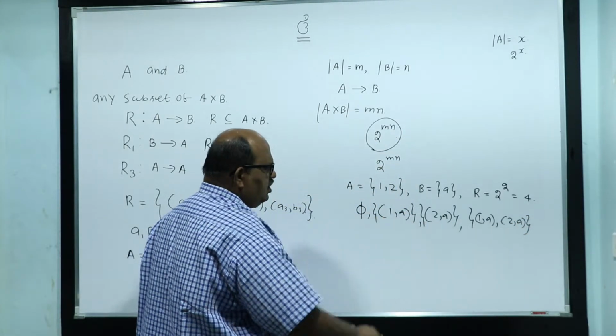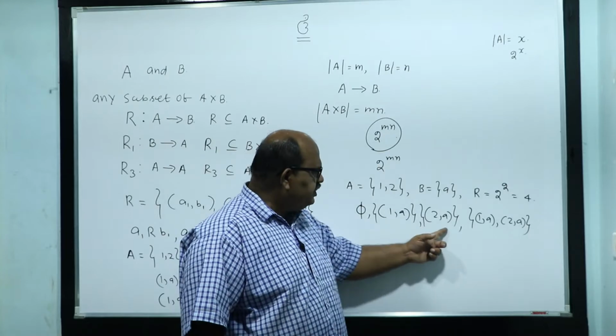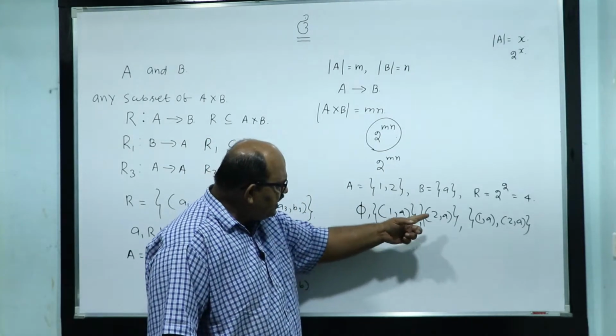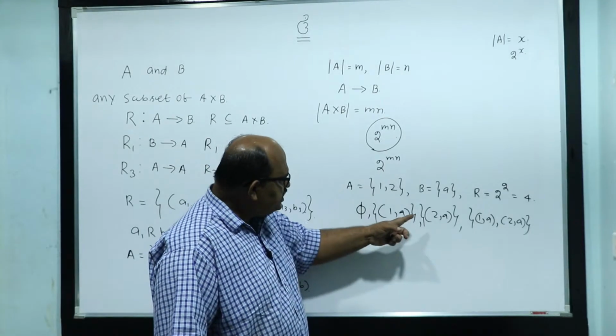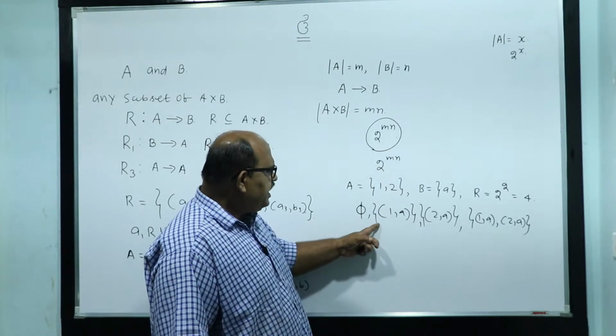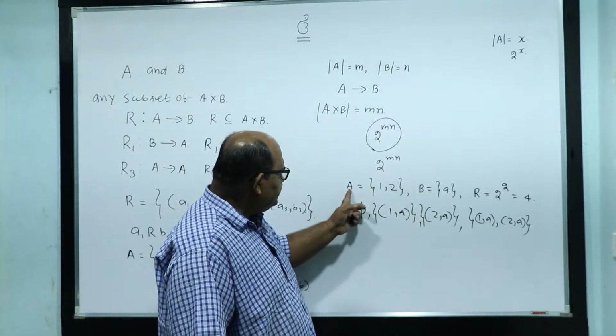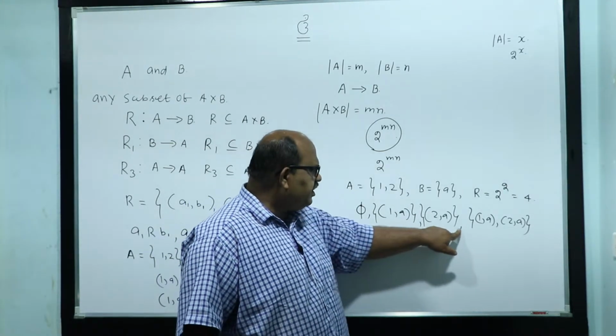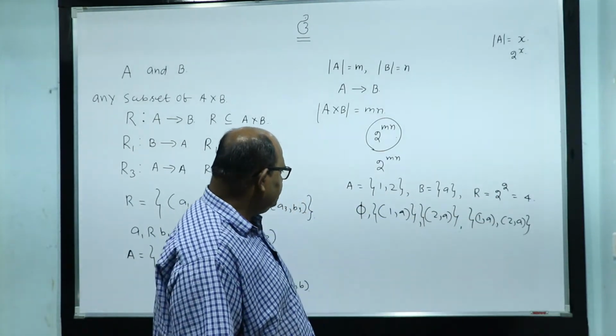Are these relations or not? According to the definition, all these 4 are relations. Now think, is there any extra relation? Apart from these 4, is there any extra relation? No, there is no extra relation possible for this set A and this set B. So the conclusion is that the number of relations is 4.